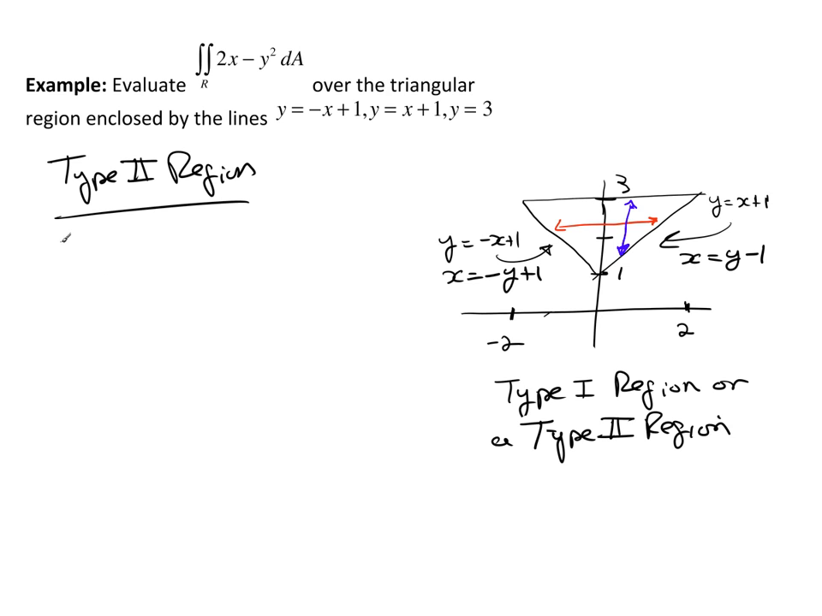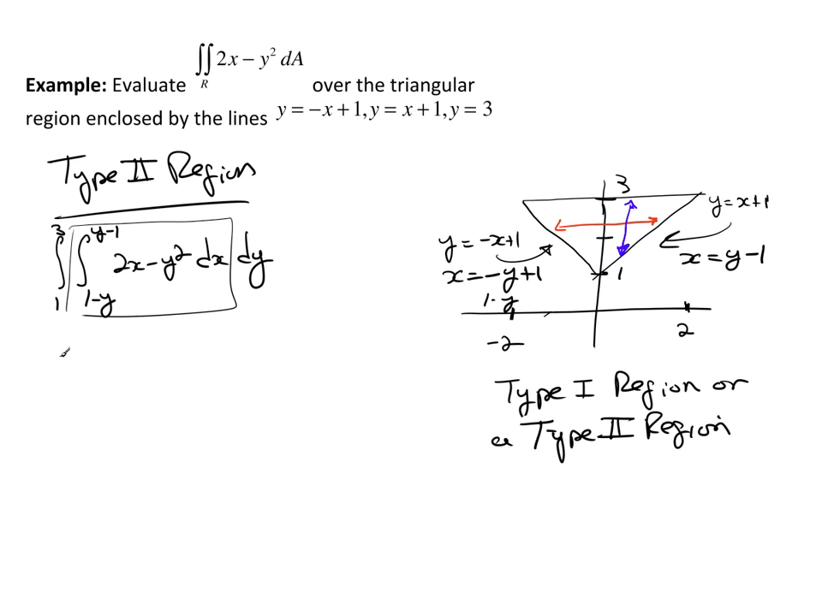So my double integral, the outside one, this blue one, is going to go from 1 to 3. And then the inside one is going to go from here, which I would write as 1 minus y, to y minus 1 of the surface that I'm dealing with, 2x minus y squared. And this is going to be in the order dx dy. So I'm going to take this first piece and work with that. I'm going to take the integral from 1 minus y to y minus 1 of 2x minus y squared dx.